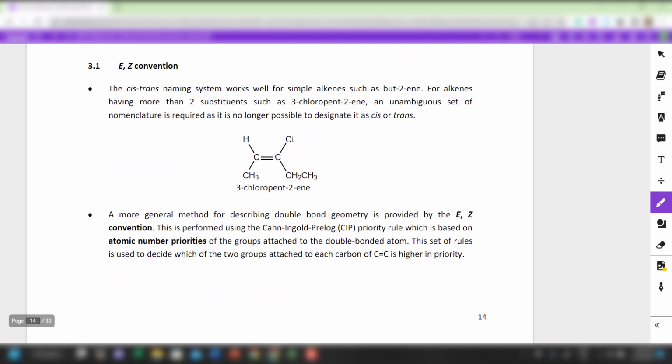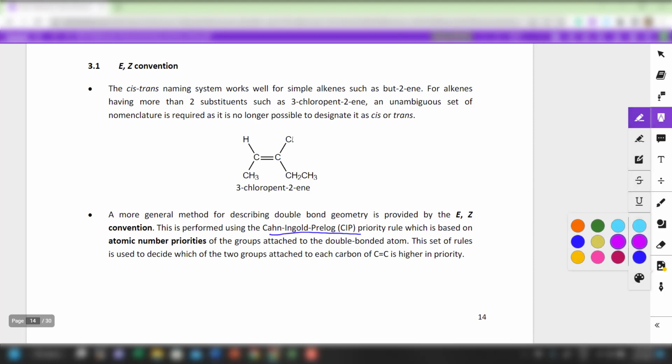For example, in our compound here, 3-chloropent-2-ene, you notice that the four groups are different: hydrogen, chlorine, a methyl and an ethyl group. So how do we name them? We name them through what we call the CIP rule, and this is the portion that a lot of students have misconceptions about, so I want to highlight it.